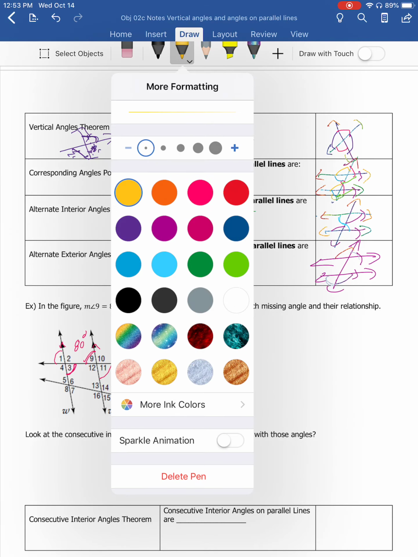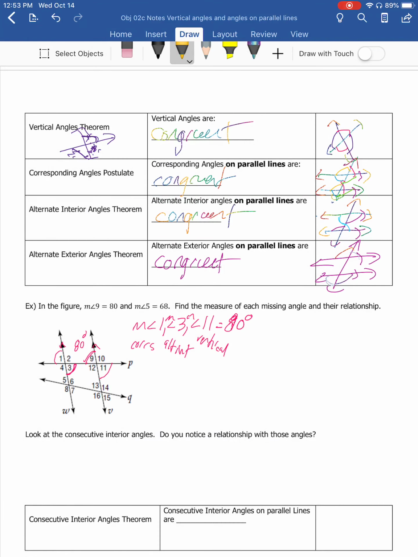The other thing that I know is 9 and 10 are a linear pair. Linear pairs add to 180. So I know 180 minus 80 is 100 degrees. So I know that the measure of angle 10 is equal to 100 degrees. Well, I also know then 12 has to be 100 because those are vertical angles. I know the measure of angle 2 has to be 100 degrees.